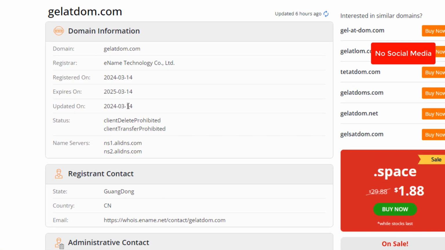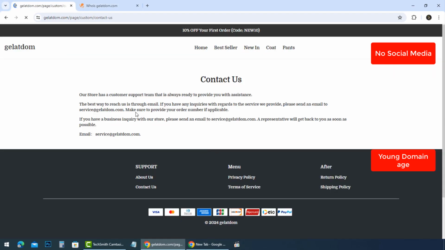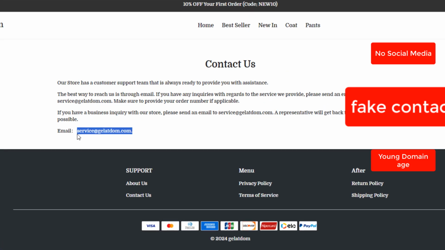By reading their WHOIS information, we didn't find any information. The domain name is very young. It was registered on March 14, 2024, and will expire in 1 year, March 14, 2025. There is no phone number, no location address.